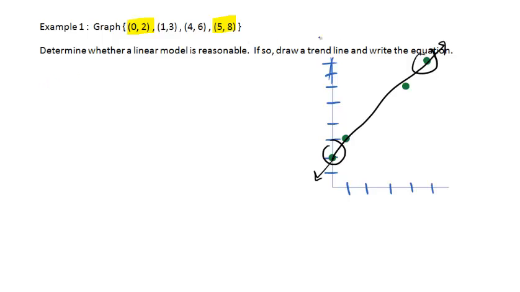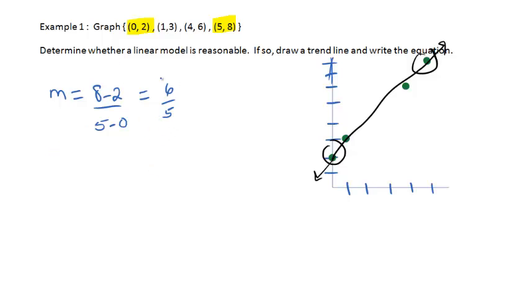If I need to write then an equation, I'm going to need to go back to what I've learned before about how to write an equation for a linear model where I'm being given 2 points. To do that, first I need to find my slope. So to find my slope, I subtract my y values, 8 minus 2, and I divide that by the difference of my x values, so 5 minus 0. And I end up with 6/5.